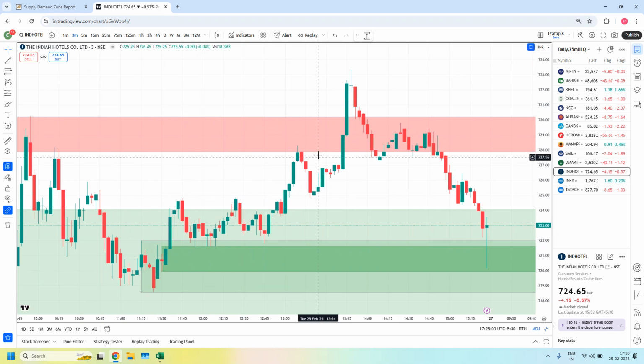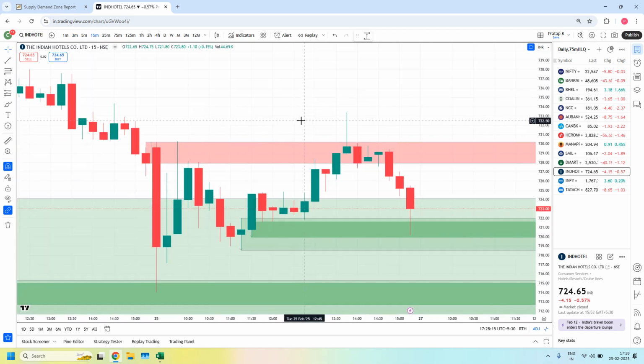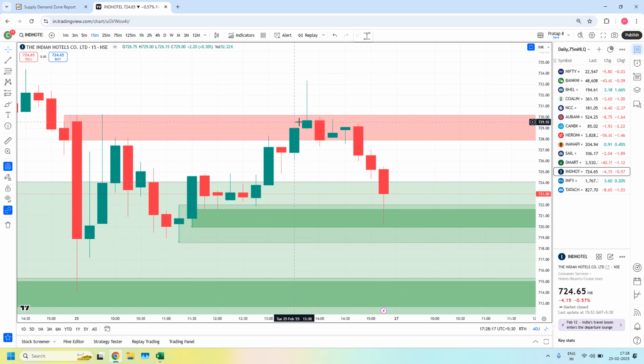But can we plan a trade? Do we have RR here? Yes, you have 1:3 RR from here to here. But you can't take this trade. The reason is a new 15-minute target is created again. A new 15-minute zone is created.